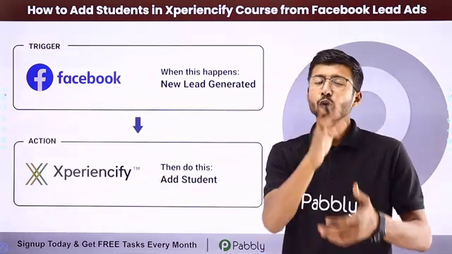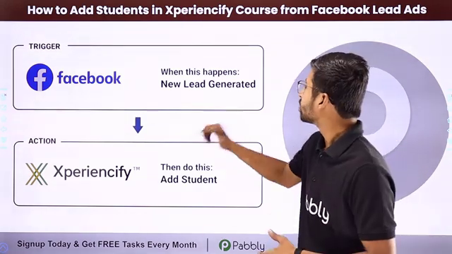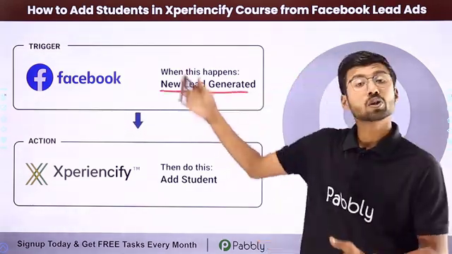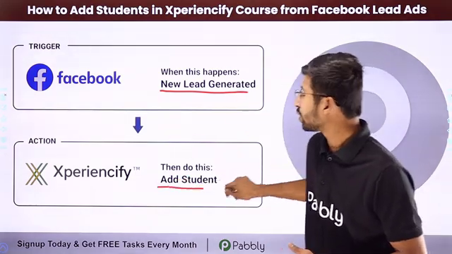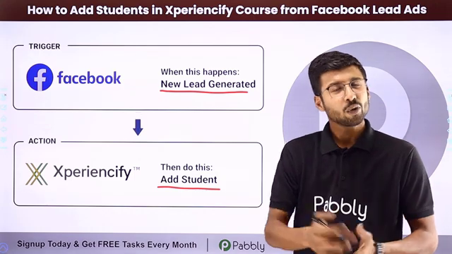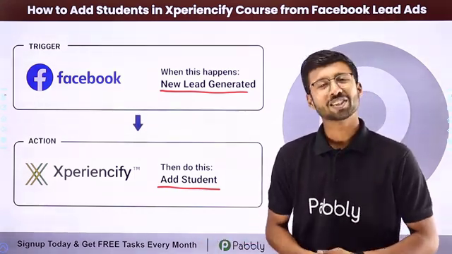Now let me tell you, you can completely automate this process. The trigger of this automation will be generation of new lead on our Facebook lead ads, and the action will be adding those new leads as student into our Xperiencify course. Now guys, how you can set up this automation? To know this, you have to come with me to my screen.